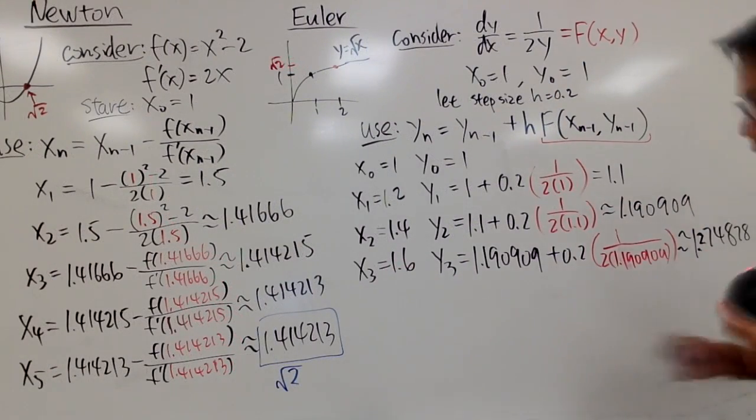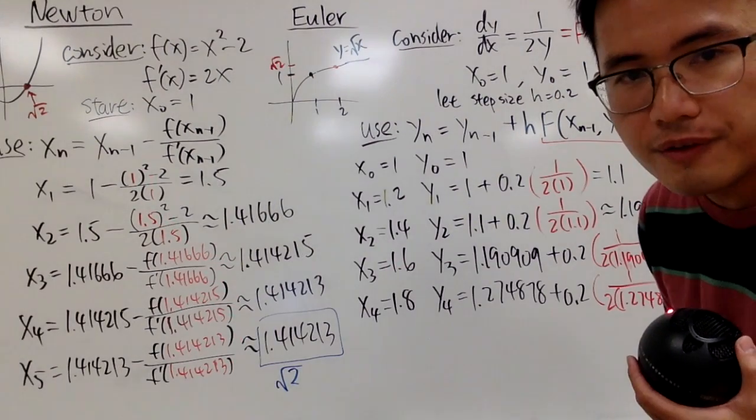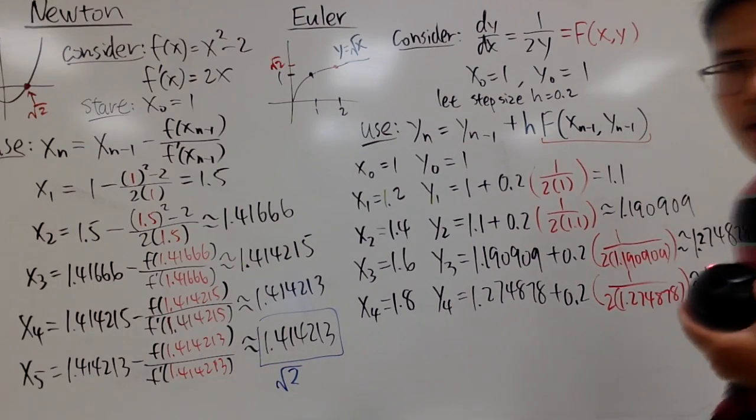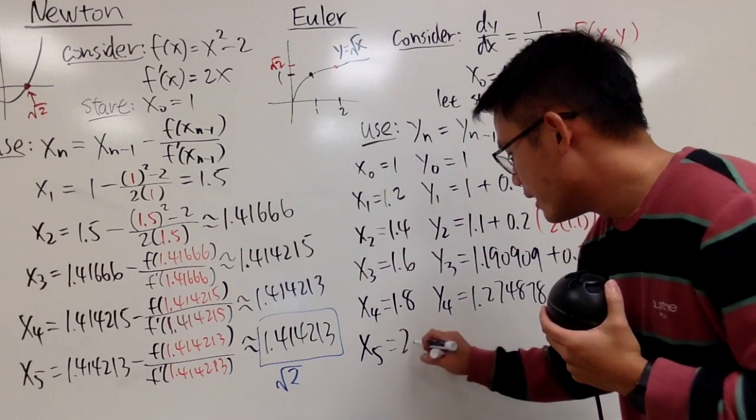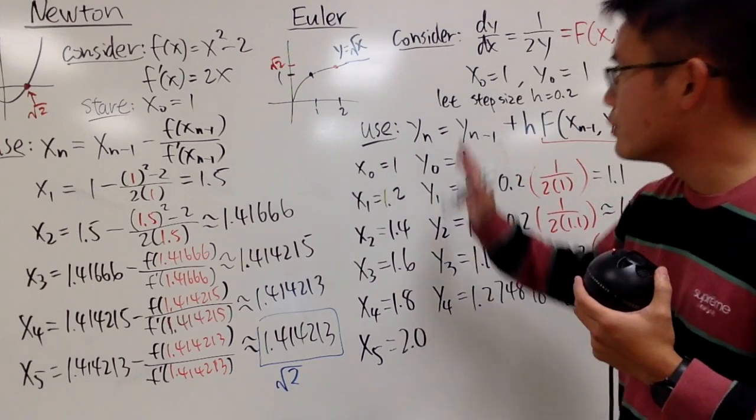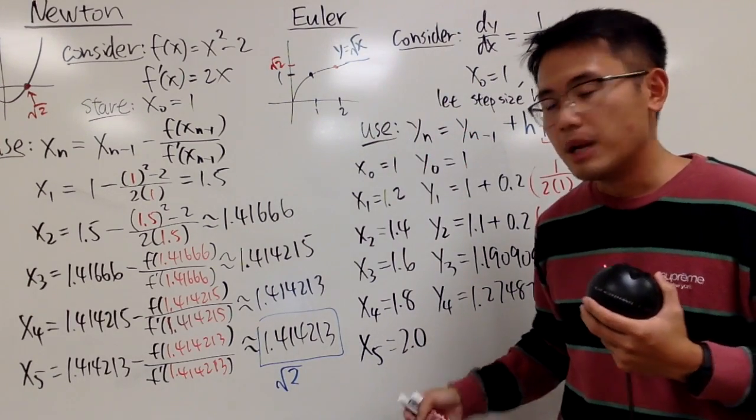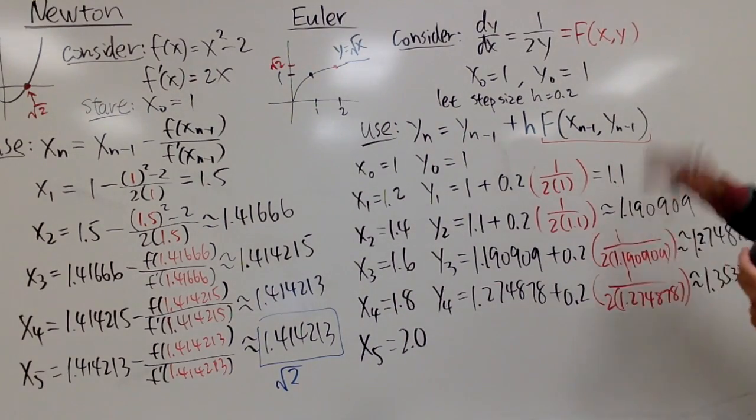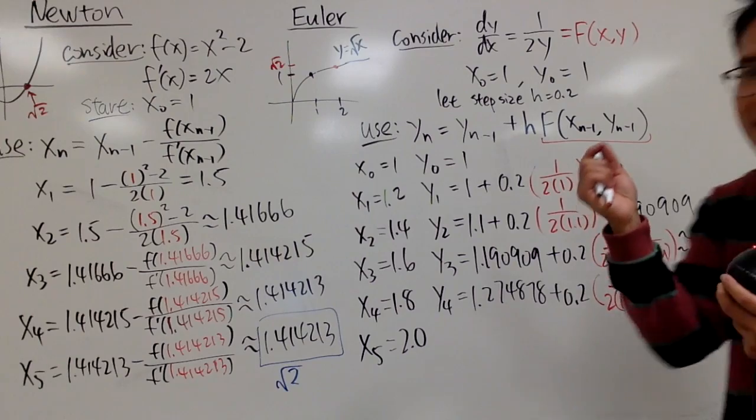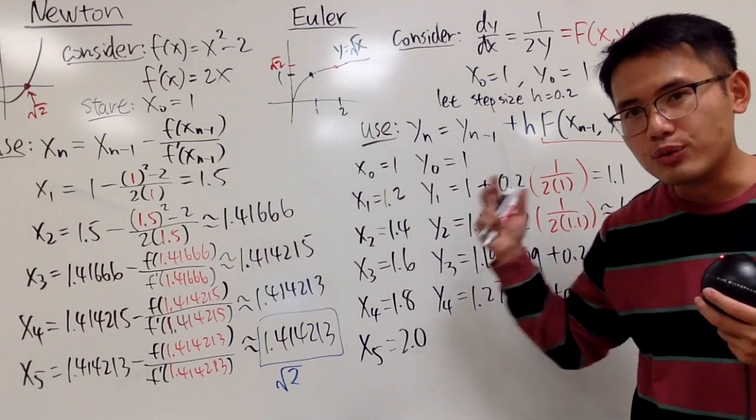Okay, here we go. Next one, 1.3533. All right, last one actually, x5. And in fact, if you want to get to the square root of 2, you have to stop right here because the x value is precisely at 2 now. Once again, if you want a better approximation, you have to decrease the step size, and you have to do a lot more.